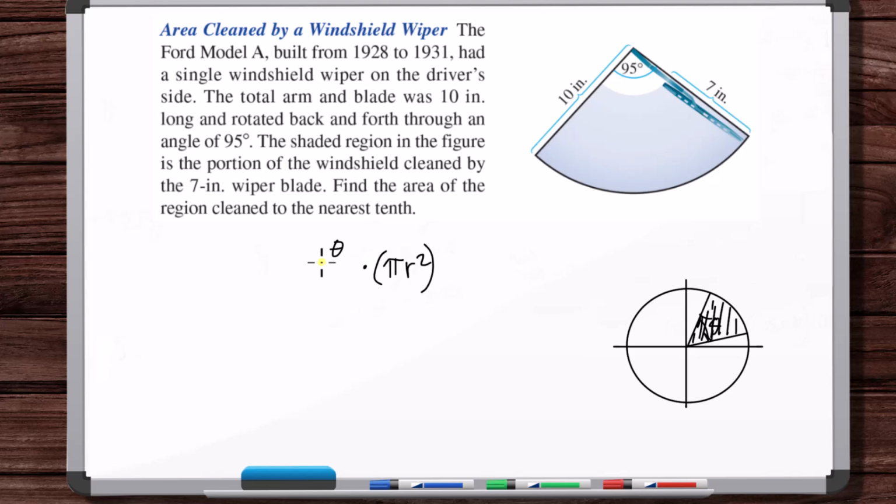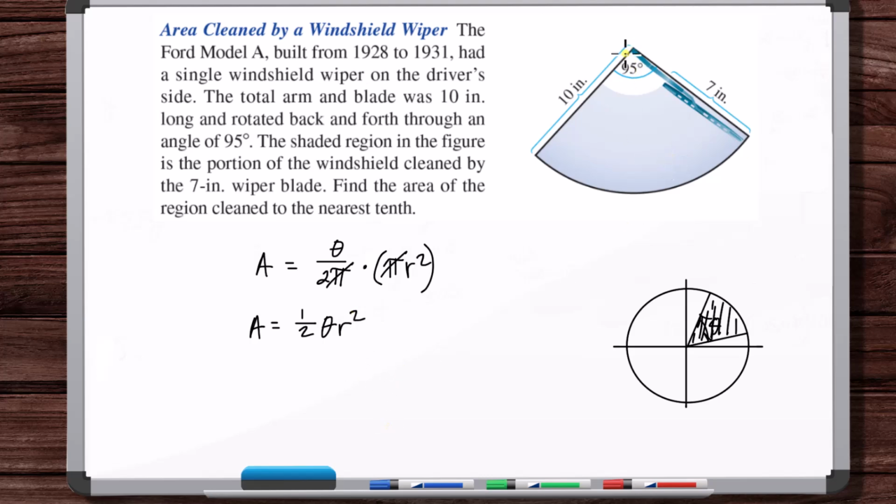So theta in radians divided by a full rotation, which is 2 pi. In degrees this would be 360, but in radians it's 2 pi, and the pi's cancel. That's why radians simplify this formula. So the area of a sector with the angle in radians is 1/2 theta r squared.